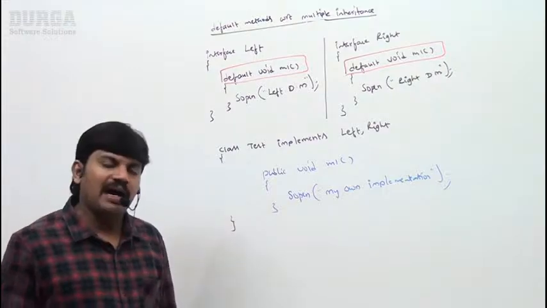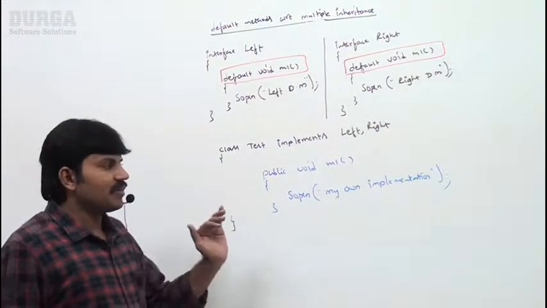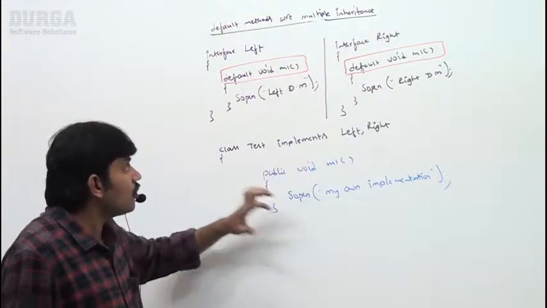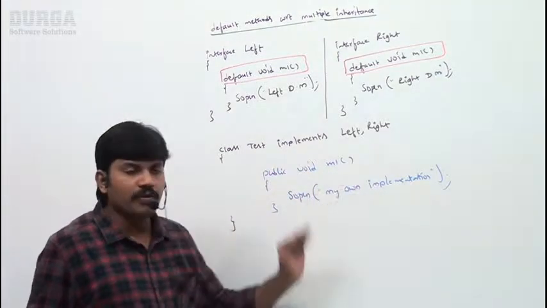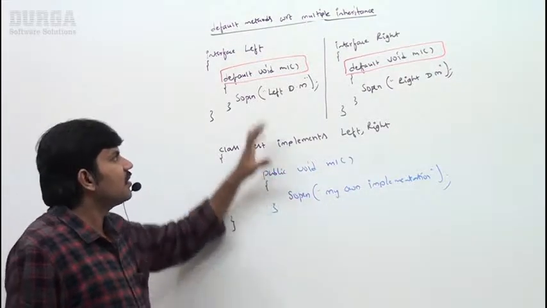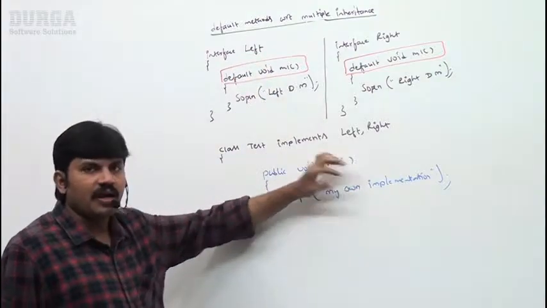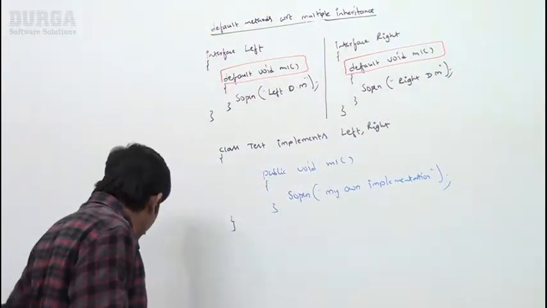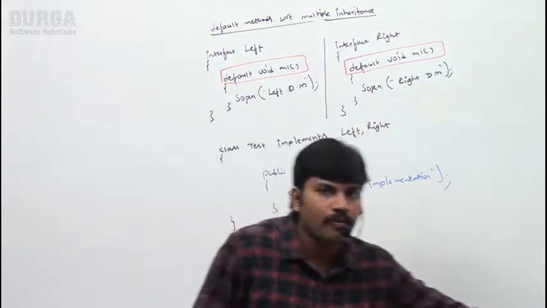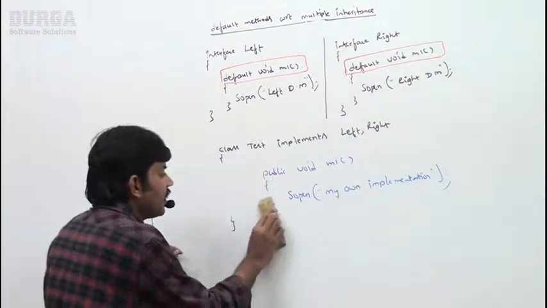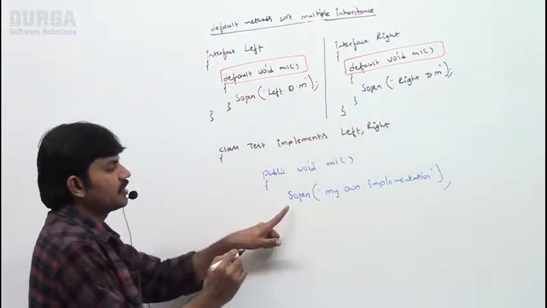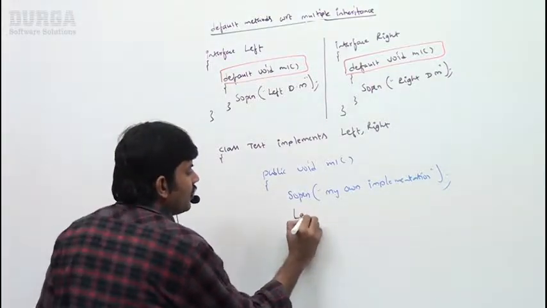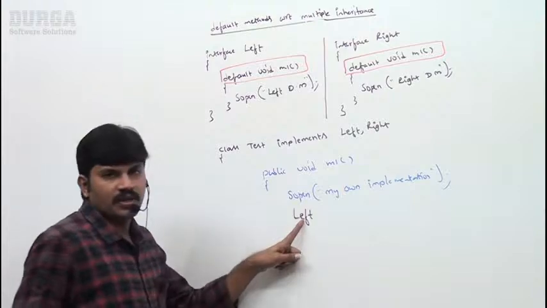This is one way, or otherwise there is another possibility. Sir, for the Test class, I don't want to provide a new implementation. For this Test class, either the Left implementation or the Right implementation is required. Whatever implementation you require, you are allowed to specify, no problem at all. What is that possibility? Just decide which interface method you want. I want the Left interface method.